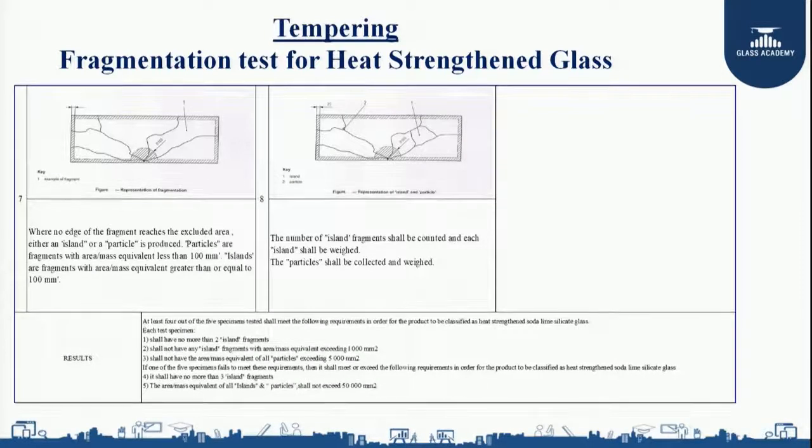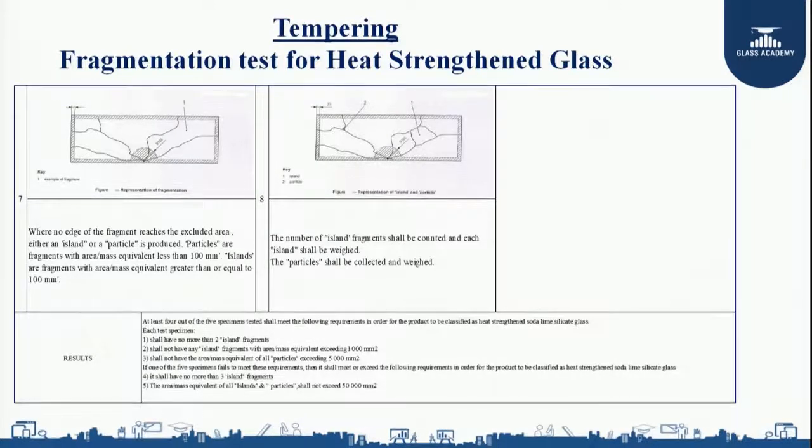If one of the 5 specimens fails to meet these requirements, then it shall meet or exceed the following requirement in order for the product to be classified as heat strengthened soda lime silicate glass. It shall not have more than 3 island fragments, and the area by mass equivalent of islands and particles shall not exceed 50,000 square millimeter.